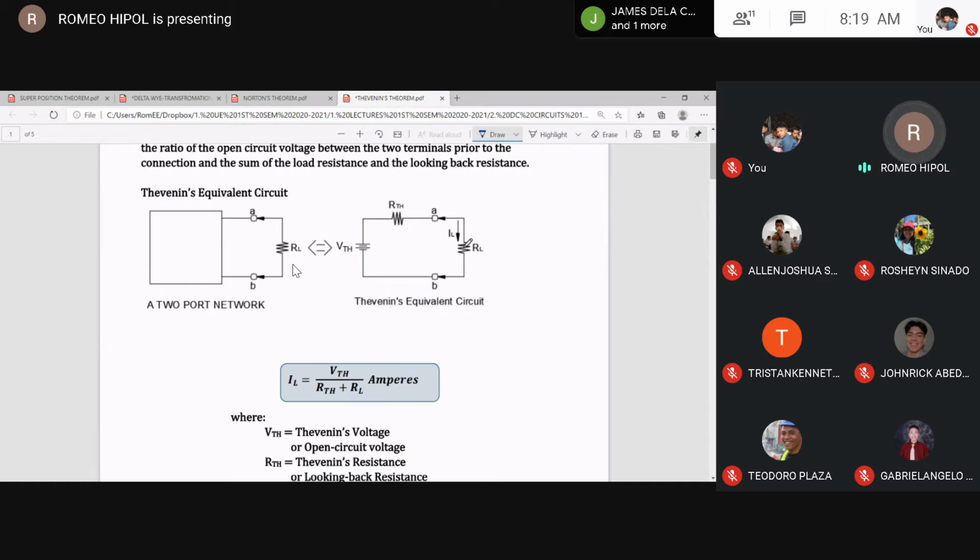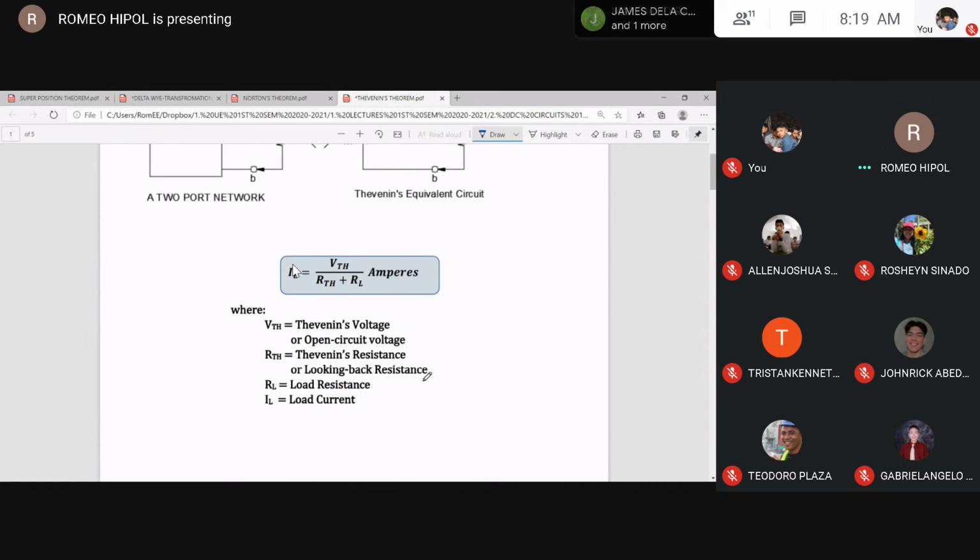Okay, to compute for the load current, we apply KVL. So it is equivalent to Thevenin's voltage over the sum of the series connected resistances, RTH plus RL. Nakuha? So we have the following definition.